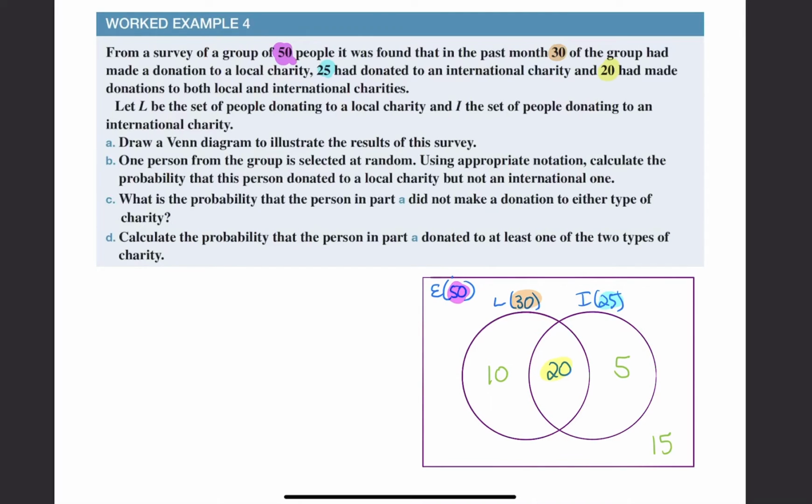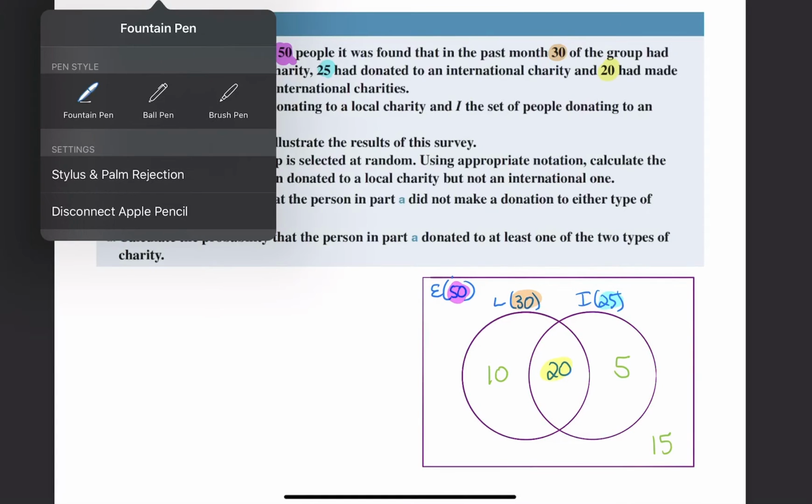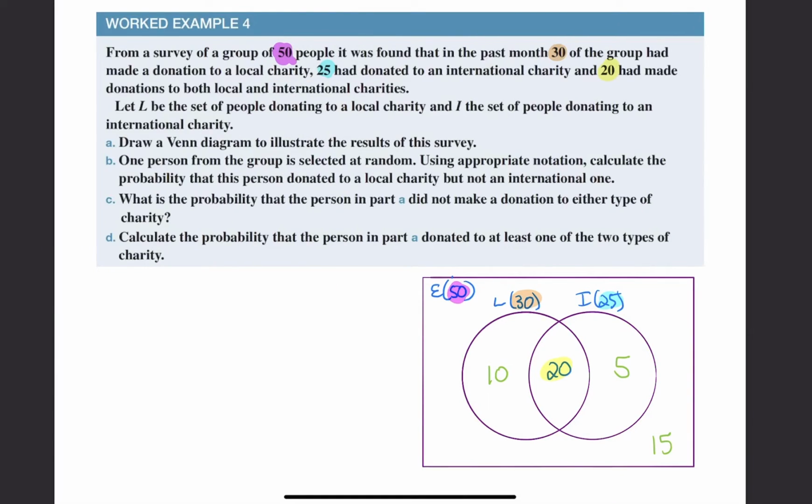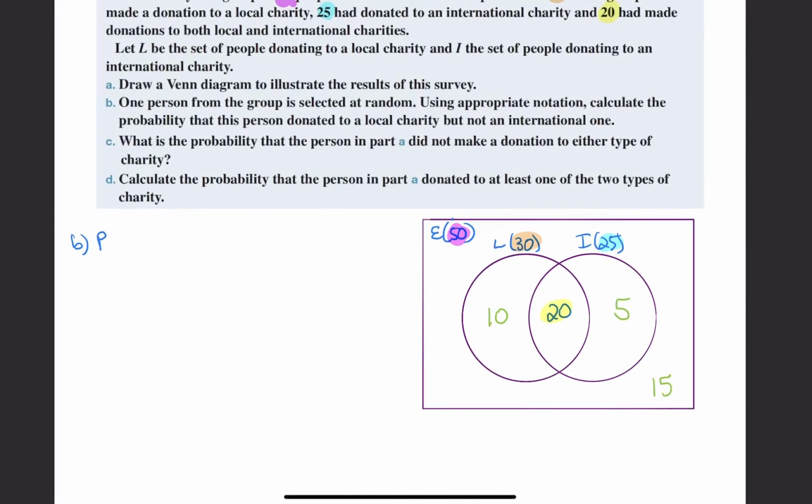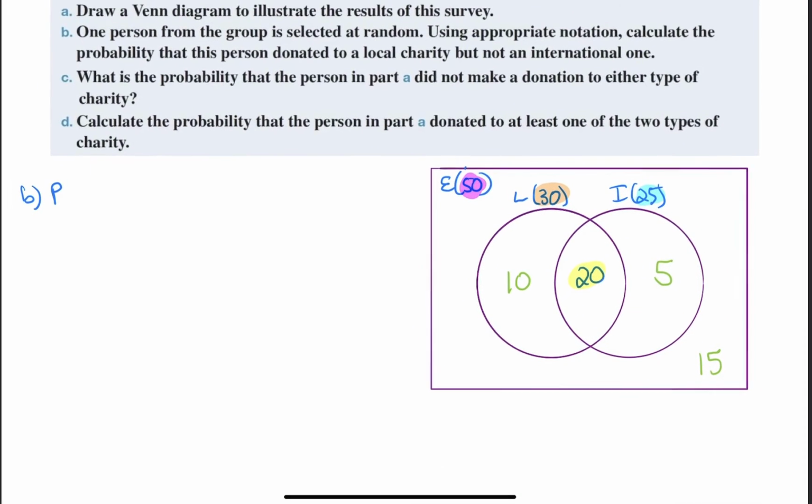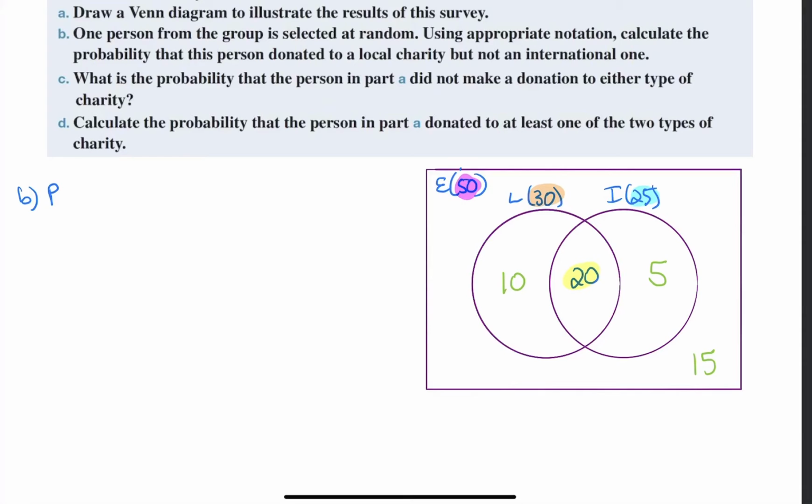Now I can go and start looking at the other questions. Right, looking at the questions. They say one person from the group is selected at random. Using appropriate notation, calculate the probability that the person donated to a local charity. So for B, I'm just going to move this up a little bit, make it a little bit bigger. What's the probability for the person to donate to a local charity?